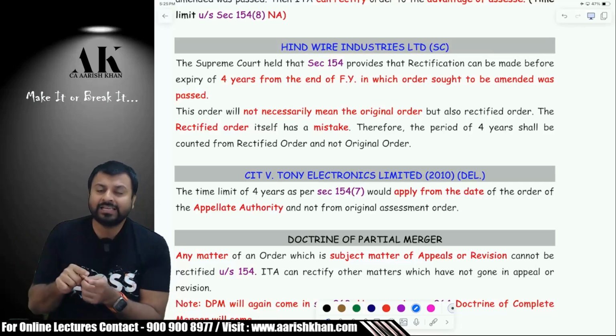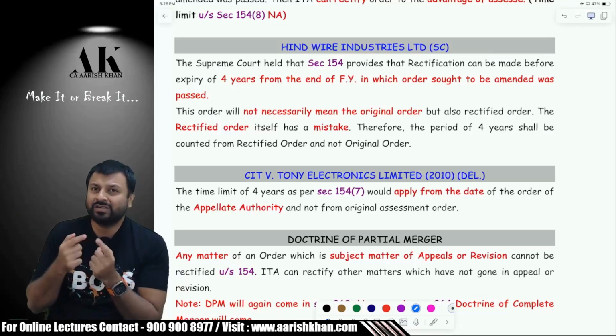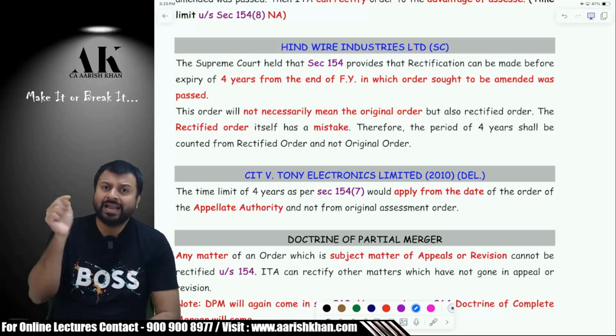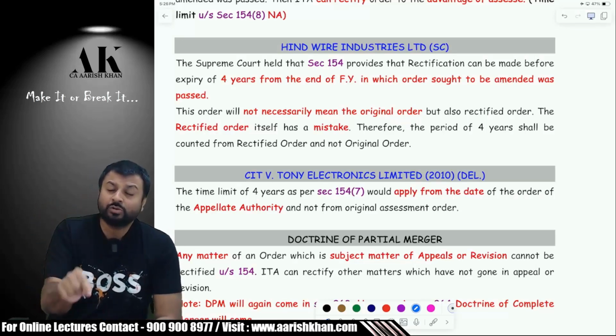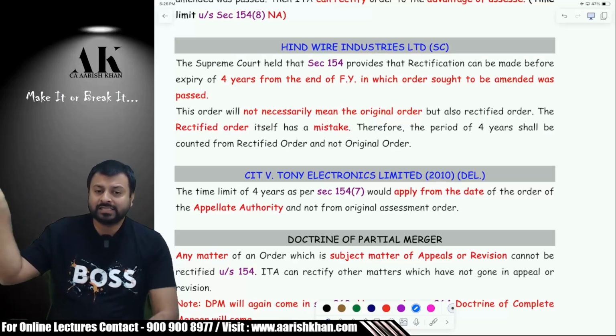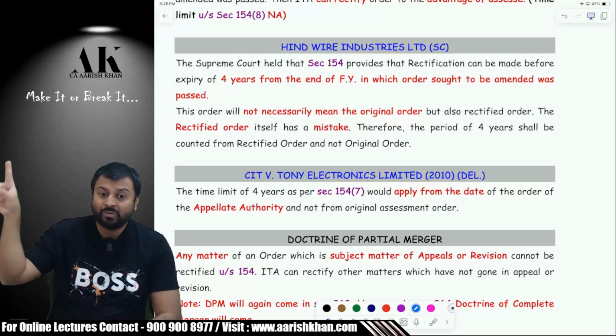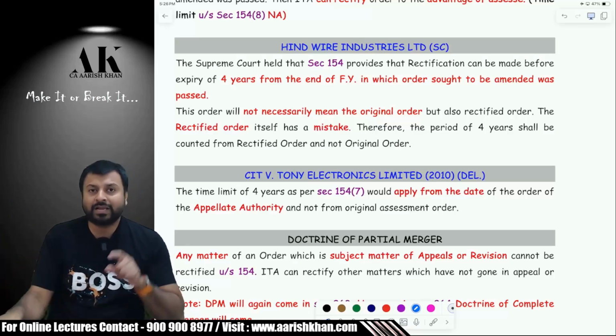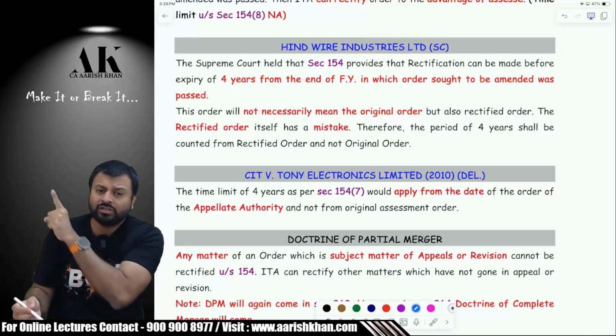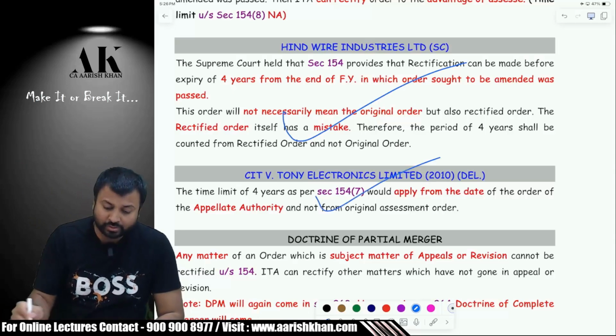If an assessee has made an application to rectify one mistake, is it not the responsibility of the assessing officer to rectify another mistake also suo motu? Why has he not rectified? It means the rectified order itself contains a mistake and now the assessee is making an application to rectify the rectified order. The assessee is not making an application to rectify the original order, and therefore the time limit will be counted from the rectified order and not the original order. Okay, this is what these 2 case laws have to say.